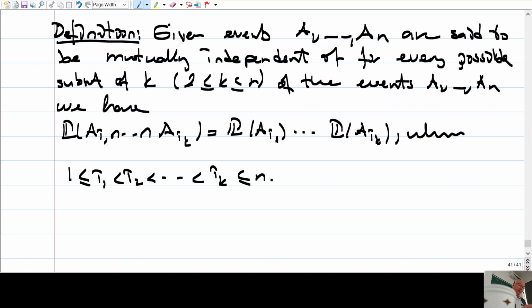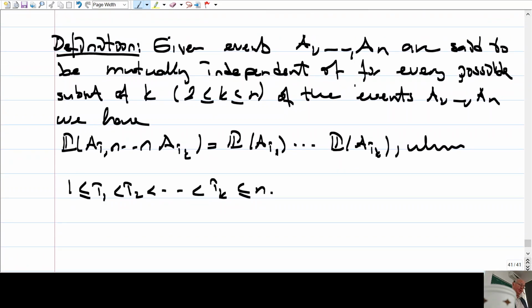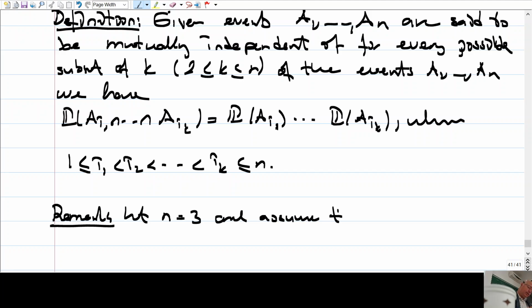All right, so here we have the definition of mutually independent events. Let me remark the following. So let n equals 3 and assume that A1, A2, and A3 are mutually independent.